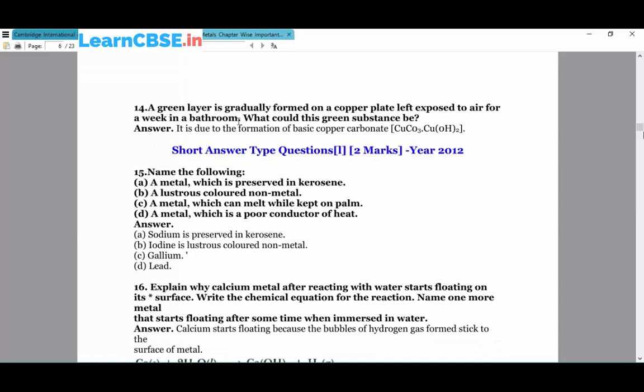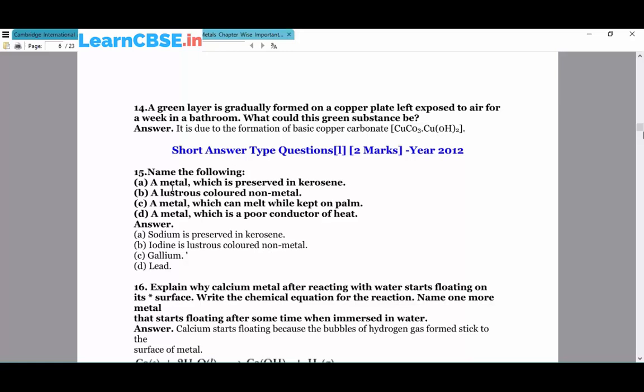A green layer is gradually formed on a copper plate left exposed to the air for a week in a bathroom. What could this green substance be? It is due to the formation of basic copper carbonate, CuCO3 and Cu(OH)2.